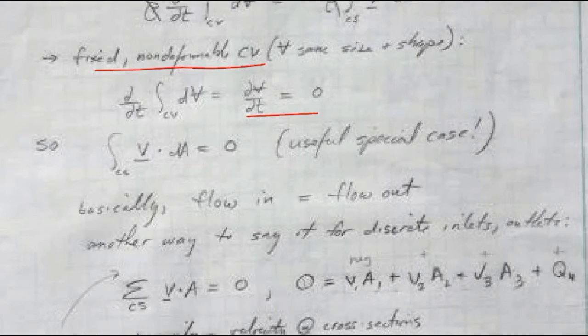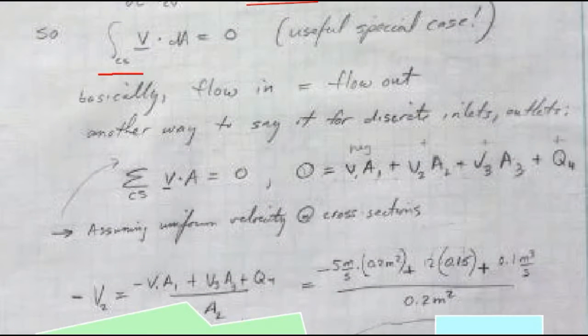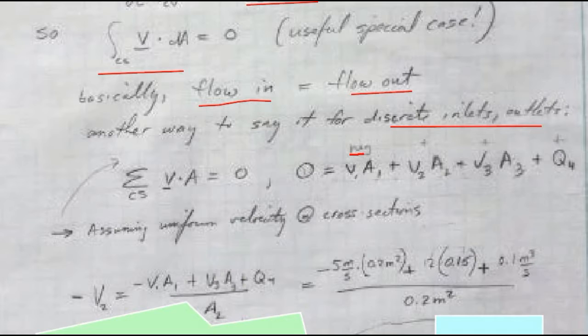So the only thing happening is things coming in and going out over the control surface. This is a special case called conservation of mass, conservation of flow. Flow in equals flow out. Anything that comes in, something has to go out to balance it. So if we have discrete inlets and outlets, and uniform flow across those boundaries, then we can just use the velocity times the area.